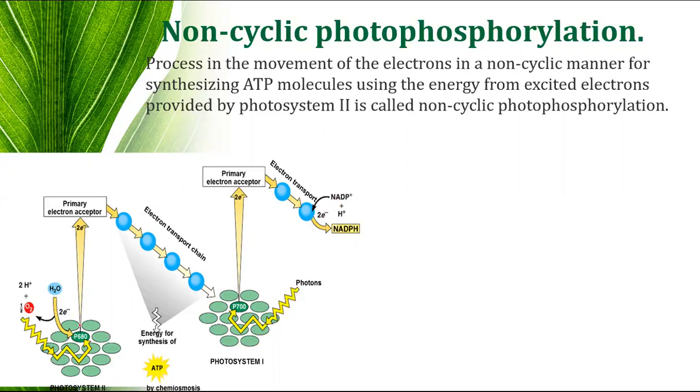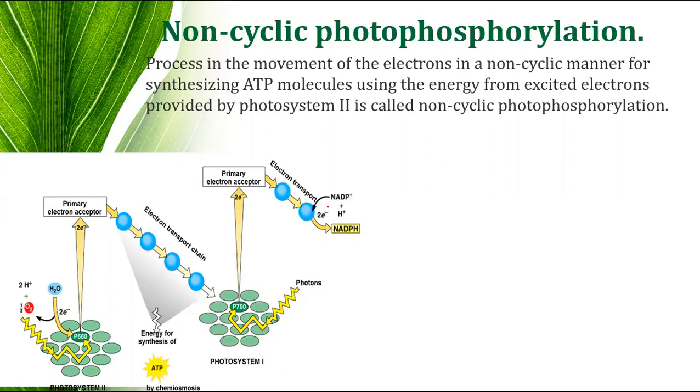Now look at this, this is the Z scheme process, and due to this characteristic it is called the Z scheme. This shape is formed when all the carriers are placed in sequence on a redox potential.